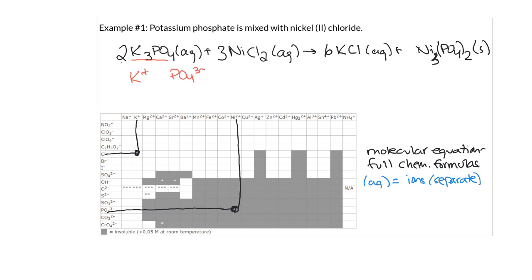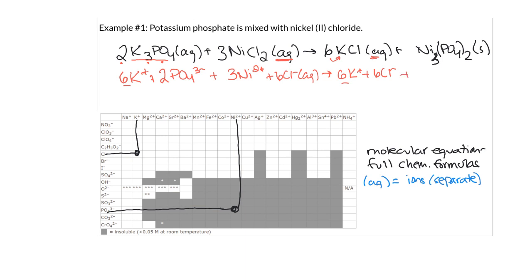And I notice that there's a 2 coefficient and a 3 subscript, so there's 6 potassium pluses, and I can see that here because there's 6 of them on that side. And there's 2 of these and a coefficient or a subscript of 1, so there's 2 phosphates. Similarly, I can say that there's 3 nickel 2 pluses. Why am I doing this? It's aqueous, so it splits up. And there's 6 chlorides. And over on the other side, potassium chloride has an aqueous phase label. It makes 6 K+ and 6 chlorides. Good, it's balanced. There's 6 of these on both sides.